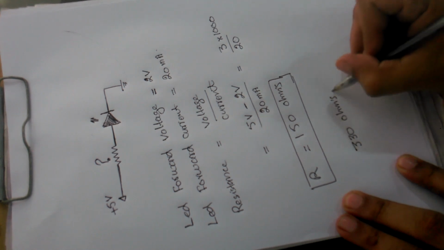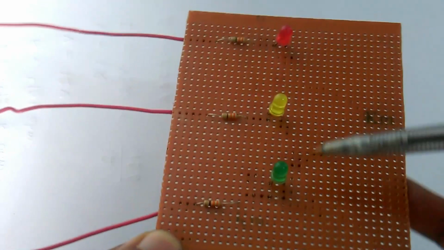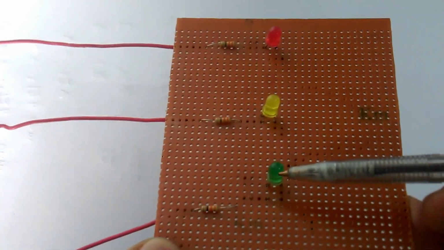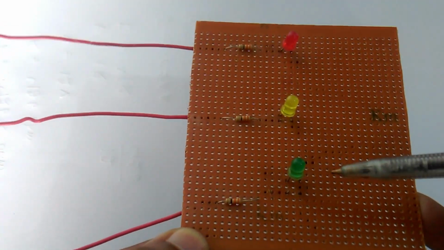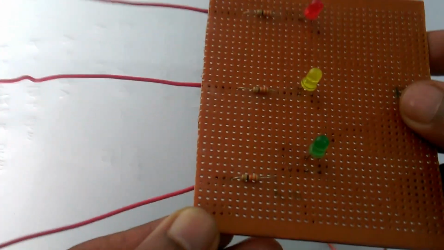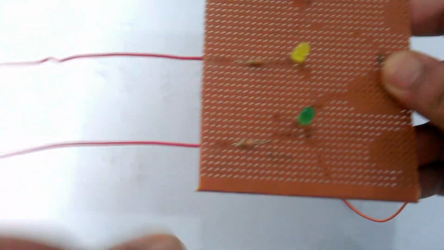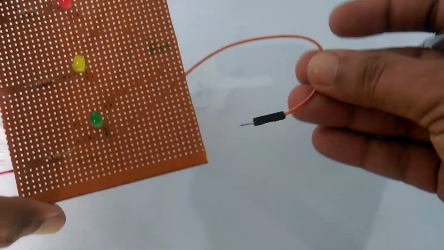Let's check this practically. As you can see, I'm using three LEDs: red, yellow, and green. Each LED has a 330 ohm current limiting resistor connected in series. These resistors are connected to the anode side of the LEDs, and all the cathode sides of the LEDs are connected together with this wire. Turn on Arduino.